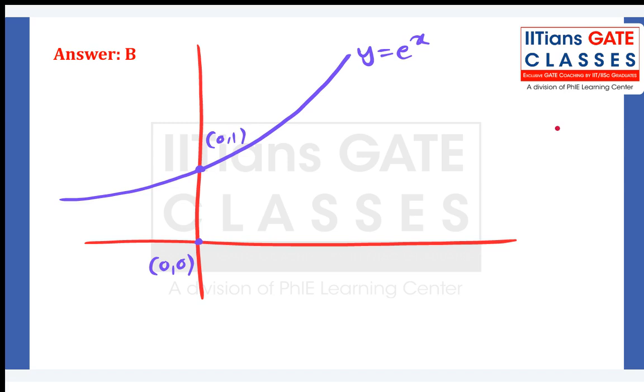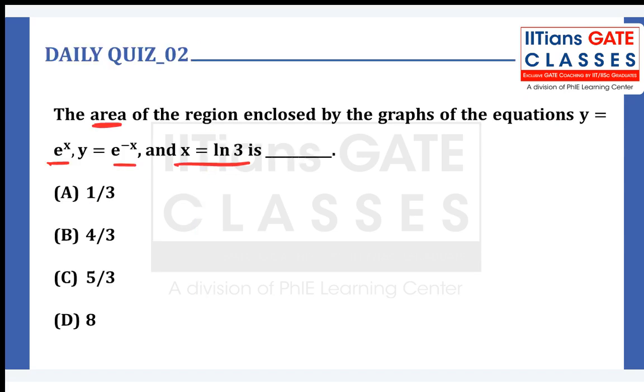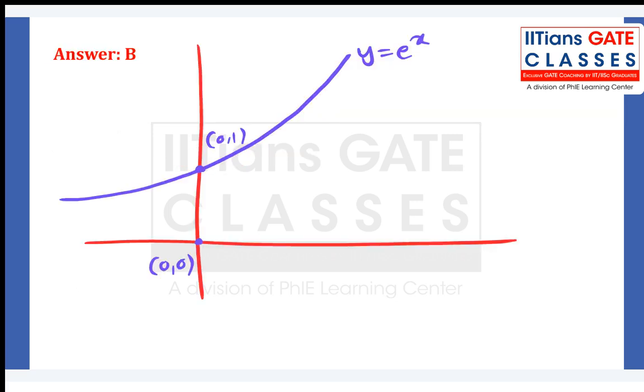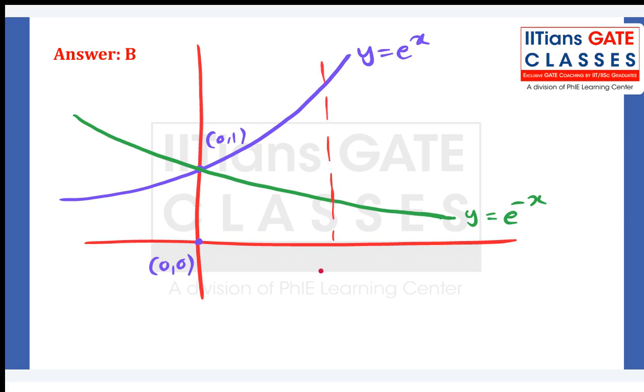Then you can look at the other function, which is y equal to e power minus x. That is a monotonically decreasing function, and it also passes through the same point, y equal to 1. Okay, so it will be something like this. So e power minus x. And then they are telling you that you consider some x value, which is ln of 3, and now you are supposed to find the area shown by this red shade. Okay, so this is your objective here.